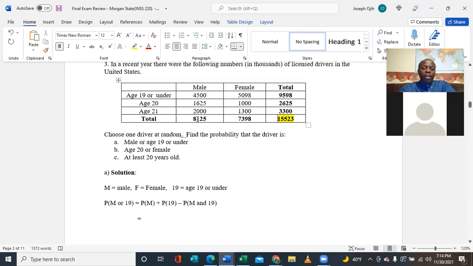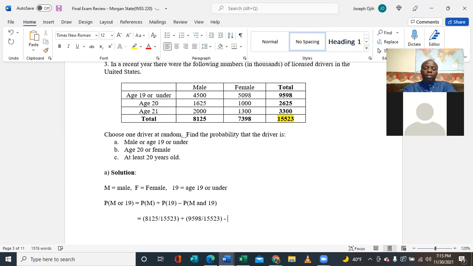For male, we have the total of the males is 8125. 8125 divided by the grand total of 15,523, plus 19 or under. See, this is 19 or under. The total is 9598. 9598 over the grand total of 15,523.